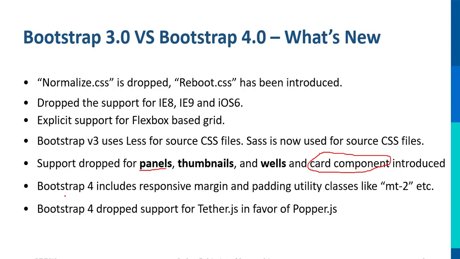Once again, another difference is Bootstrap 4 introduces responsive margin and padding utility classes. There are so many different utility classes available in Bootstrap 4, but let's have an example of this. Margin top 2 pixels, and similarly margin left, ML, and MR, etc.